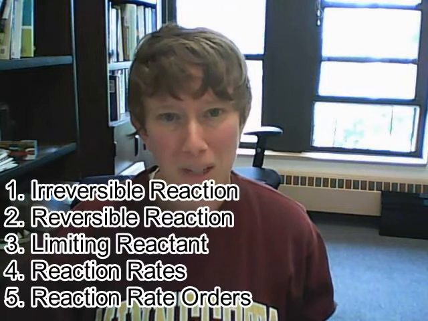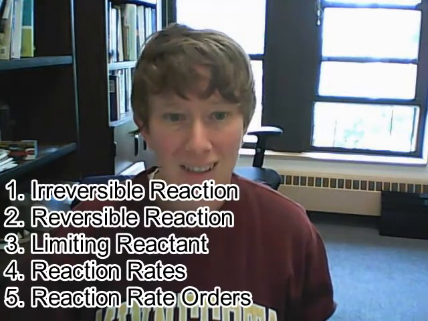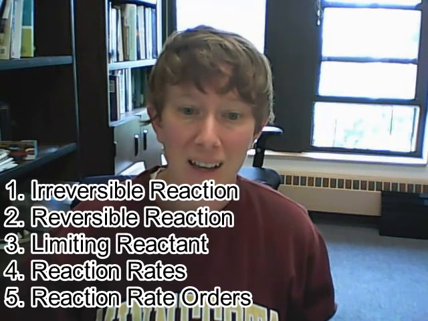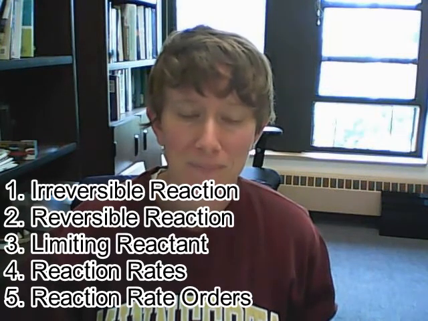These are some examples of chemical reactions that are important to environmental engineers. In this video, I want to give you an overview of all of the types of chemical reactions you may encounter when analyzing environmental systems, or at least most of them. By the end of this video, you should be able to define the following: irreversible reaction, reversible reaction, limiting reactant, and reaction rates and reaction rate orders.